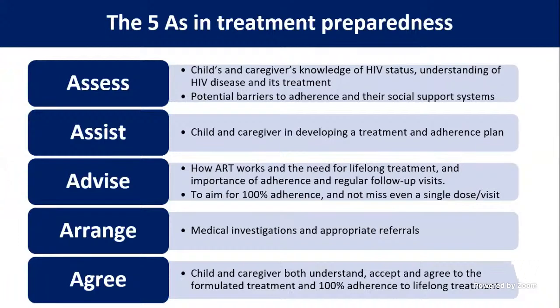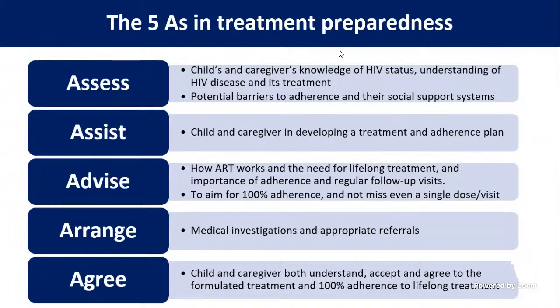Then arrange. You have to arrange what investigations the baby should have, and whether the baby needs vaccination. You can arrange for someone to get the baby vaccinated if there's any vaccination failure. If the baby is having some other problem, suppose the baby is having convulsions or a respiratory infection, or you need some expertise, you have to arrange the referral, which department, which doctor they will go to for this medication. So it's very important to arrange everything for them, so that they can get all the appropriate care. Then agree.